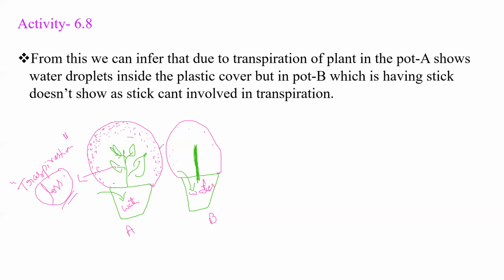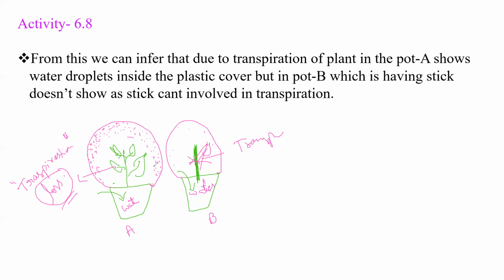Okay, then here there is no plant, there is no transpiration. No plant, no transpiration. If there is no transpiration, how water droplets form here? There is no condensation of water drops because water is not evaporated by the process of transpiration, because it is not a plant. Stick cannot lose water. By this activity we come to know plants lose water by the process of transpiration, but other things cannot lose water by the transpiration. Only the main thing we are understanding here, transpiration.